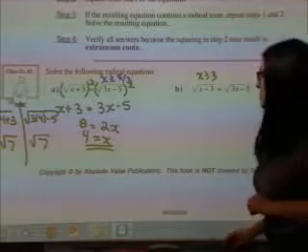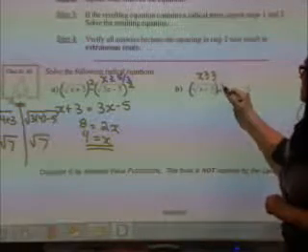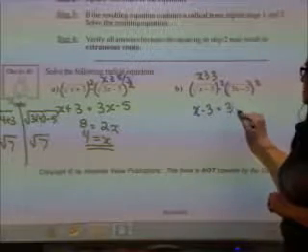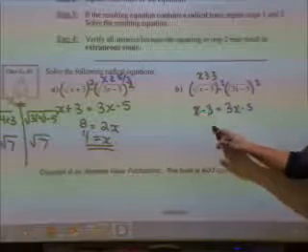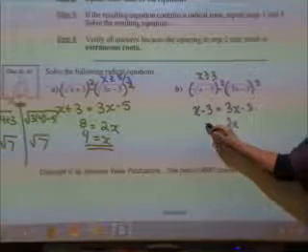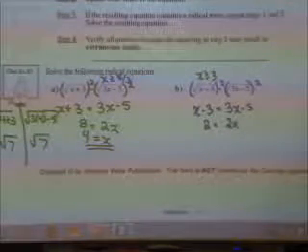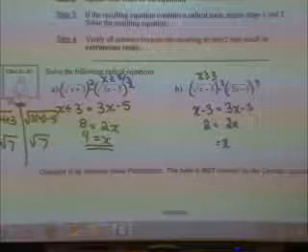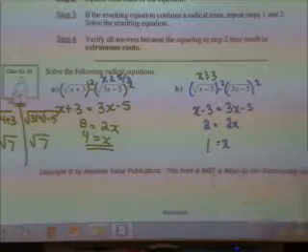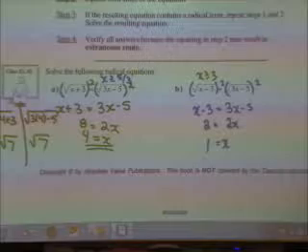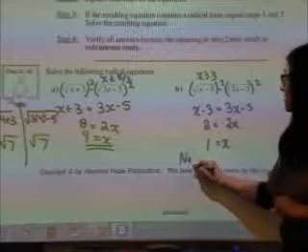Now I can square both sides. x minus 3, 3x minus 5. Subtract by x, and I get 2 of them. Add 5, I get 2 of them. What does x equal? Is this a valid solution? Why not? It's not greater than 3. This is not valid.